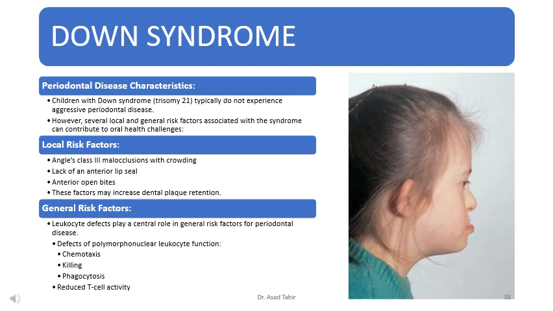General risk factors. Leukocyte defects play a central role in general risk factors for periodontal disease. Defects of polymorphonuclear leukocyte function. Chemotaxis. Killing. Phagocytosis. Reduced T-cell activity. Understanding the unique local and general risk factors associated with Down syndrome can aid in preventive dental care and management strategies for individuals with this chromosomal disorder. Though aggressive periodontal disease may not be prevalent, addressing these risk factors is important for maintaining oral health.